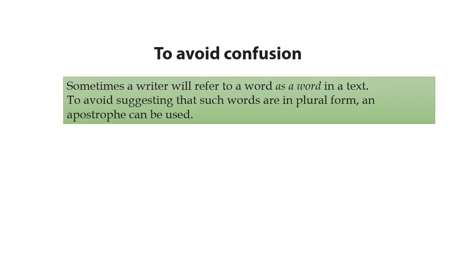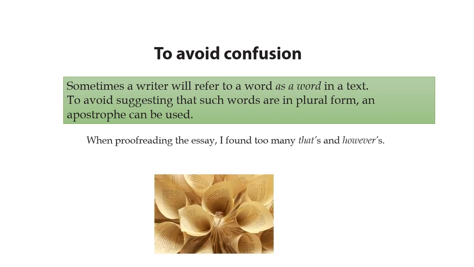Okay, to avoid confusion, sometimes a writer will use an apostrophe, especially when referring to a word as a word in a text. So to avoid suggesting that that word is a plural form, an apostrophe can be used. It's not very common, but it's worth mentioning. So an example would be, when proofreading the essay, I found too many that's and however's. The words that were found were that and however, but to show that multiple ones were used, an apostrophe is used here so it doesn't give the impression that the words that were found were literally plural that's and howevers.